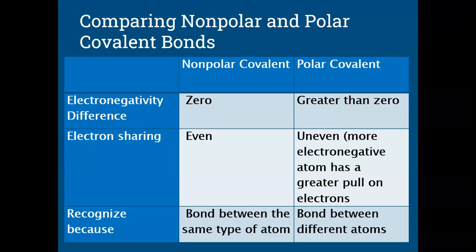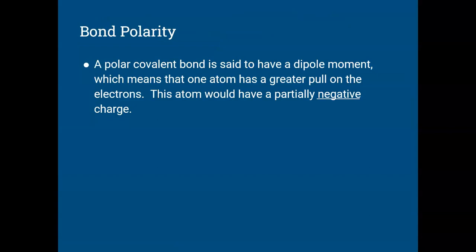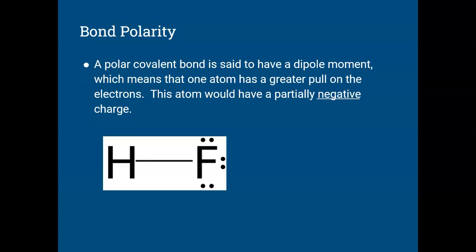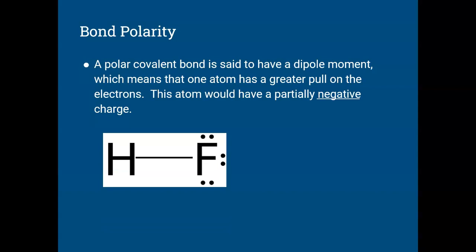Now, you can recognize nonpolar covalent bonds because usually these are bonds between the same type of atom, like a bond between two bromine atoms. Usually, a polar covalent bond is a bond between two different atoms. Now, a polar covalent bond is said to have a dipole moment, which means that one atom has a greater pull on electrons. Now, since that atom is pulling on electrons a little bit more, that atom would have a partially negative charge. So, here's an example of HF.